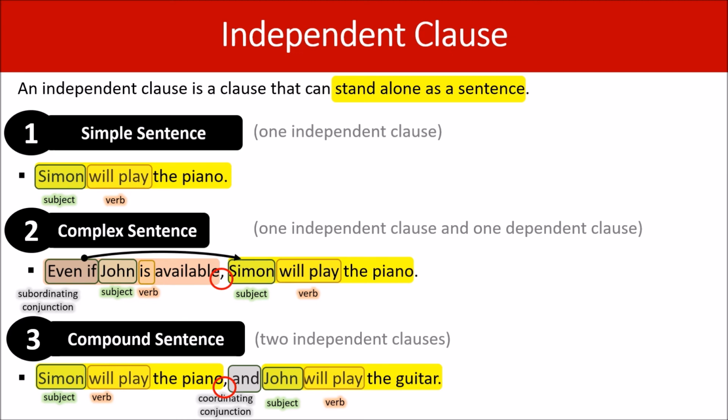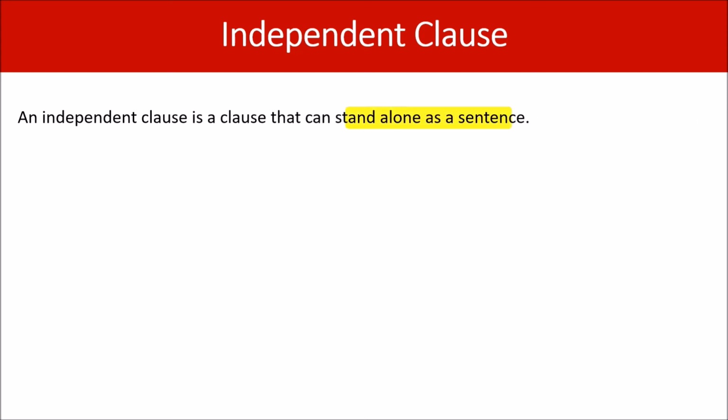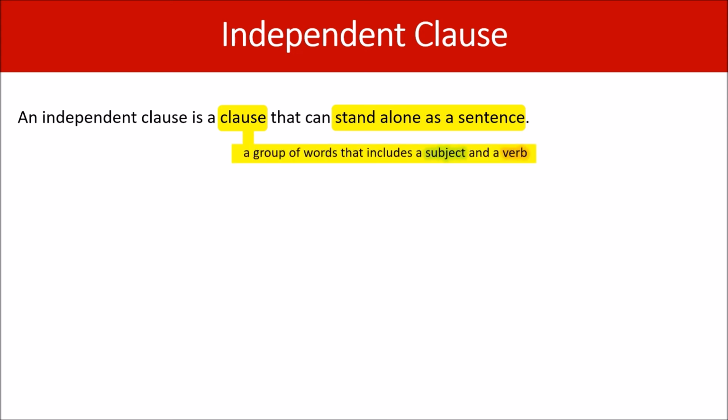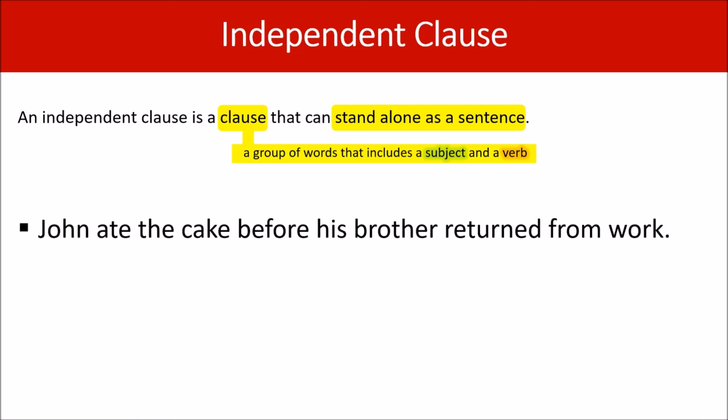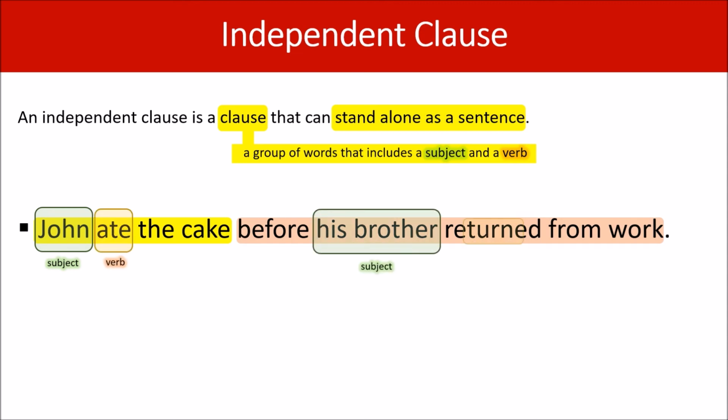Let's get rid of that. I want to leave you with this slide. It is our definition again, highlighting that an independent clause is one that can stand alone. I also want to remind you what a clause is, a group of words that includes a subject and a verb. John ate the cake before his brother returned from work. John ate the cake could stand alone as a sentence. It's an independent clause. Before his brother returned from work is our dependent clause. Our independent clause has a subject and verb, and our dependent clause has a subject and verb. And our dependent clause is headed by a subordinating conjunction, which links it to the independent clause.